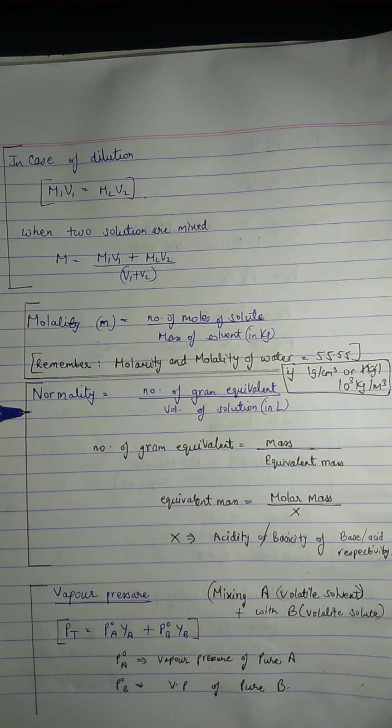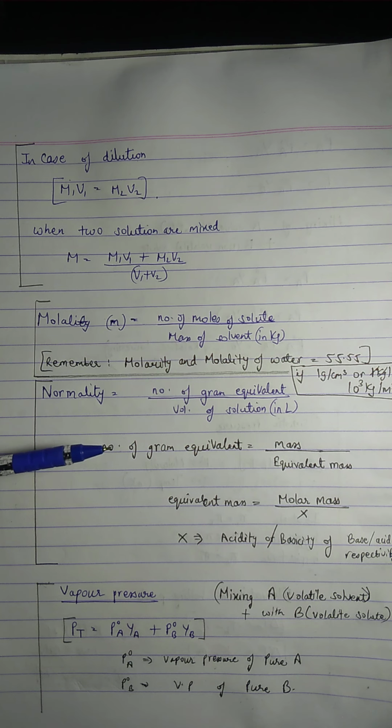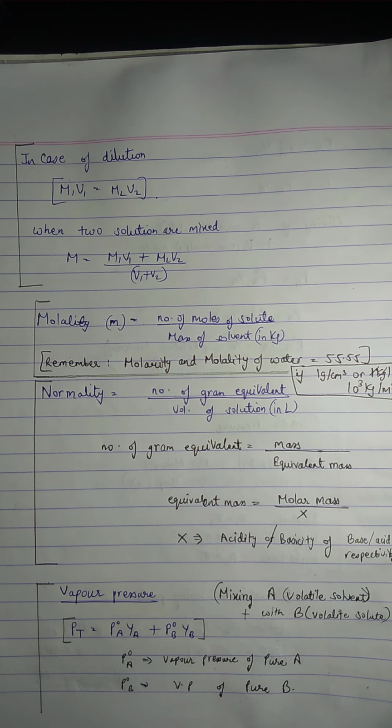So normality. Next is normality is equals to number of gram equivalent upon volume of solution. So number of gram equivalent is equals to mass upon equivalent mass. Equivalent mass is equals to molar mass upon x, and where x is the acidity or basicity of the acid or base respectively. So यहाँ पर next formula है vapor pressure का.